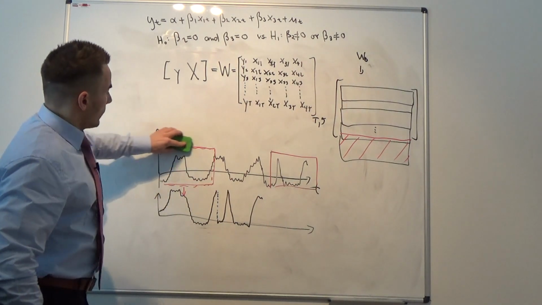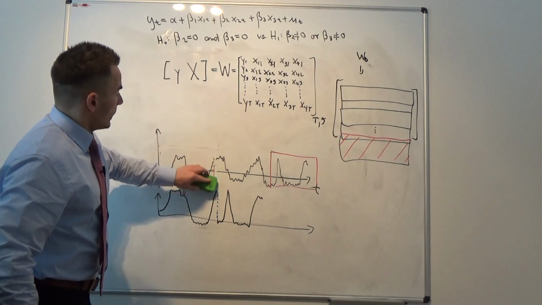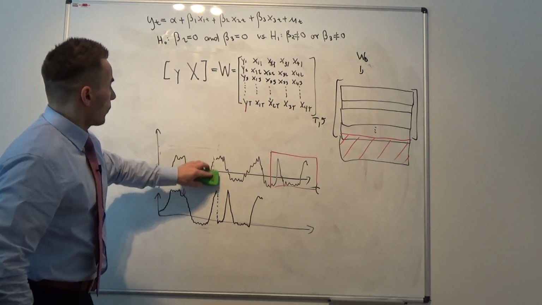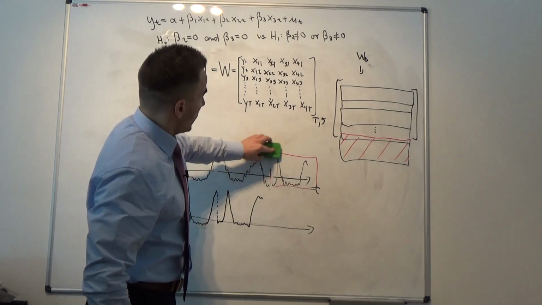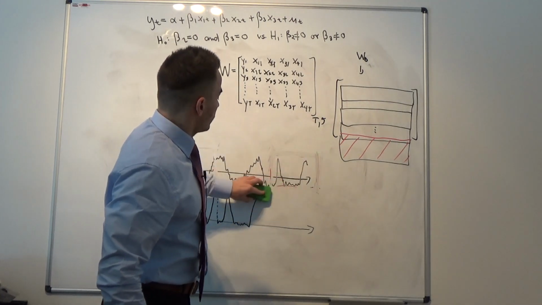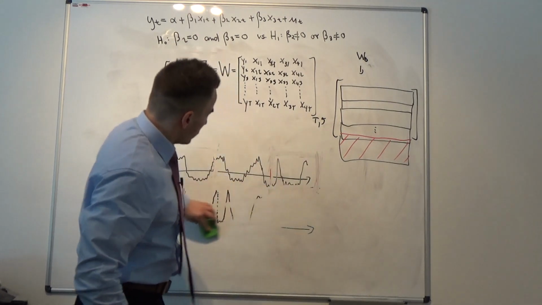So what happens instead if we have a random block length? Let's consider this case here as well. Let's just remove this.